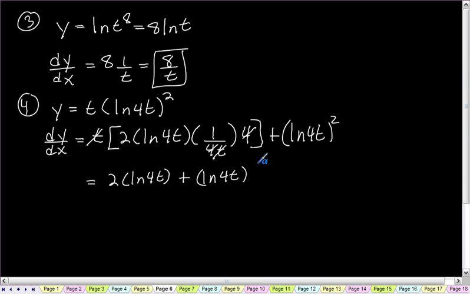Did I do this right? Yeah, I did actually. Okay, so I'm left with that. Notice in both of these, I can pull a ln 4t out of both of these, this is a squared. So if I take a ln 4t out, on the inside I'm left with 2 plus ln of 4t. And that is my dy dx.